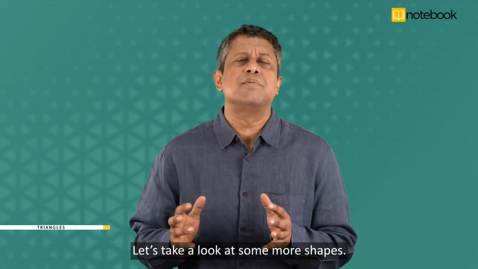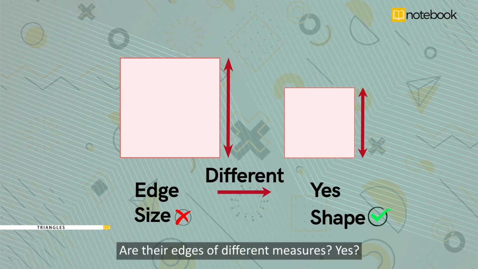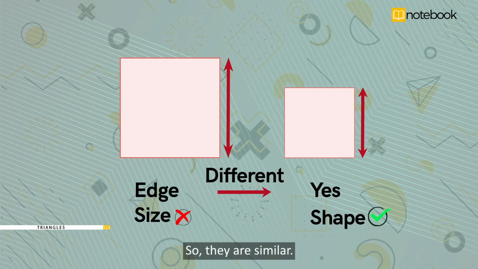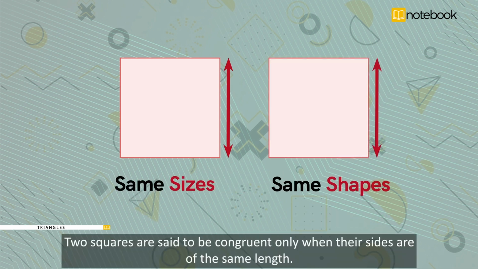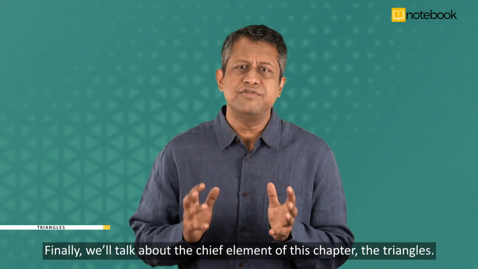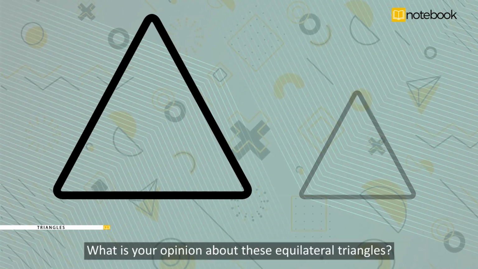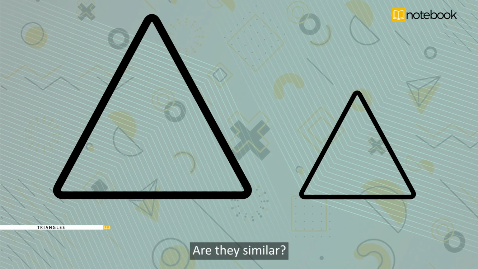Let's take a look at some more shapes. Look at these squares. Are the edges of different measures? Yes, so they are similar. Two squares are said to be congruent only when their sides are of the same length. Finally, we'll talk about the chief element of this chapter, the triangles. What is your opinion about these equilateral triangles? Are they similar? Of course, yes.